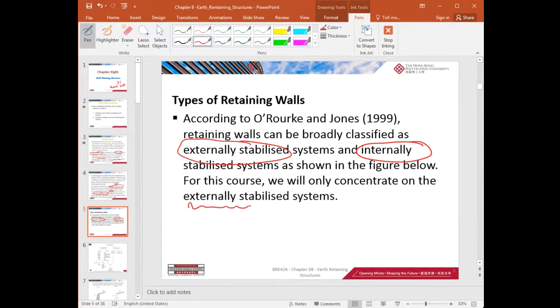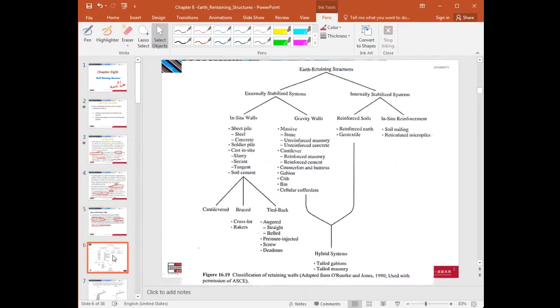So that is the major system. We are going to discuss it in the following slides. Now, before we talk about the externally stabilized system, what are the internally stabilized systems?